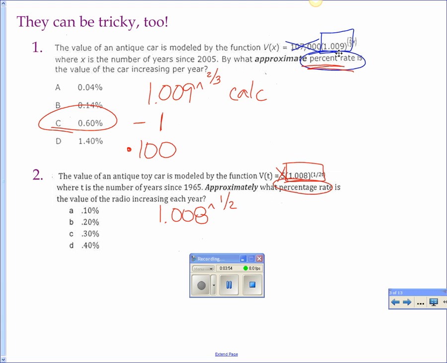Monica, what do I have to do after I type that in? Minus 1, press enter. And then Zaria, what do you do last? Times by 100 and press enter. Ethan G, what are you getting for the answer? 0.40, which is D. Okay. All right. Question on 1 or 2?